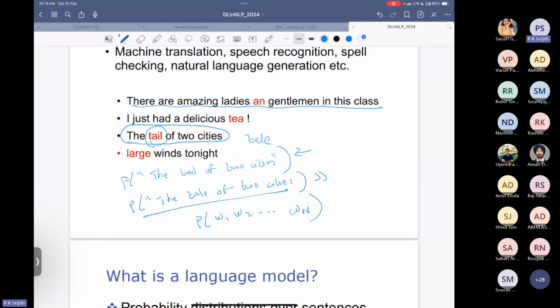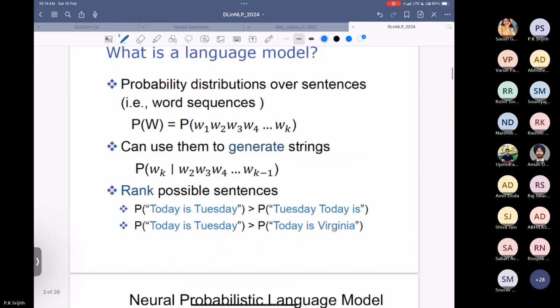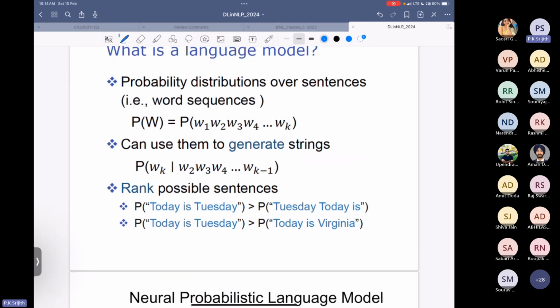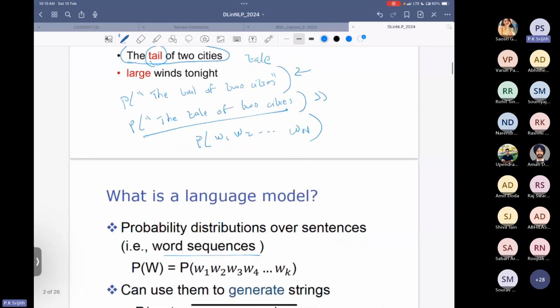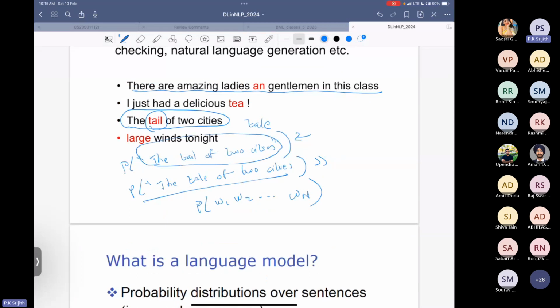And how do we learn this probability? So this is what we want to learn in a language model: a probability distribution over a word sequence. And if you know this probability distribution over the word sequence, we can now ask these kinds of questions. What's the probability of this sentence? If the probability of this sentence is very small, there is some issue with this sentence. This sentence is not properly formed. If the probability is very high, the sentence is a well-formed sentence.